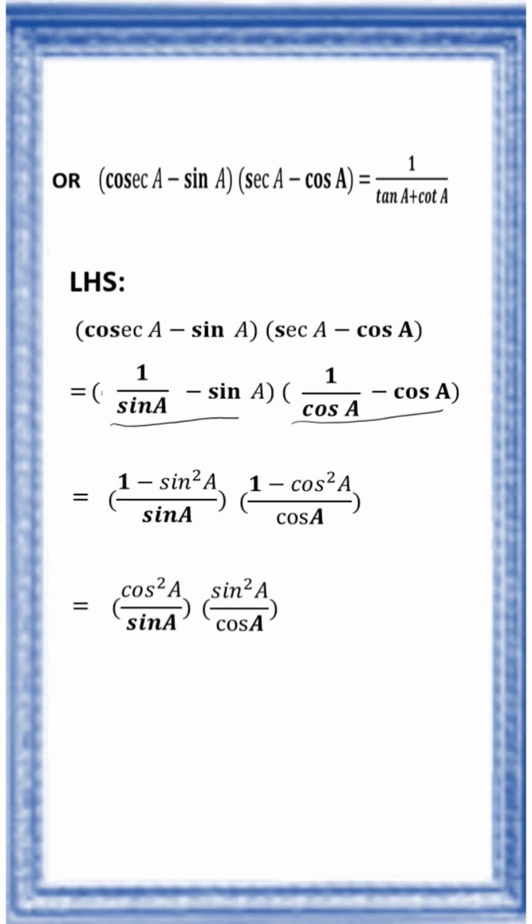Now let us multiply these two. Observe, here you can cancel this sin A and this one and this one. So now you have cos A into sin A, or sin A into cos A. That would be equation number 1.